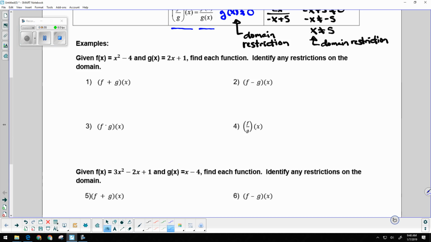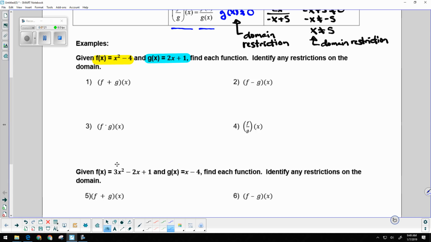Okay, now we're going to do some examples. We are given both what f of x and g of x are. They have changed from the chart above. F of x is equal to x squared minus 4. G of x is equal to 2x plus 1. We're going to take those two functions, and we are going to add, subtract, multiply, and divide them. Okay, so the first one, number 1, we're going to add.